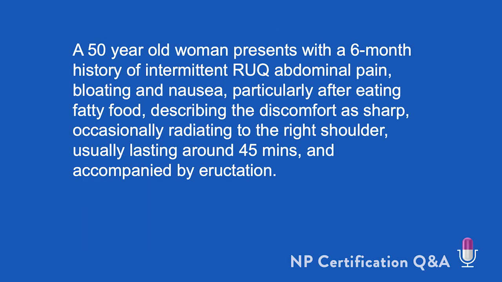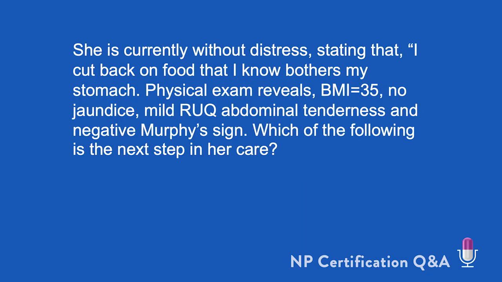A 50-year-old woman presents with a 6-month history of intermittent right upper quadrant abdominal pain, bloating with nausea, particularly after eating fatty food, describing the discomfort as sharp, occasionally radiating to the right shoulder, and usually lasting 45 minutes, and is accompanied by eructation. She's currently without distress, stating that I cut back on the food that I know bothers my stomach. Physical exam reveals a BMI of 35, no jaundice, mild right upper quadrant abdominal tenderness, and negative Murphy sign. Which of the following is the next step in her care?